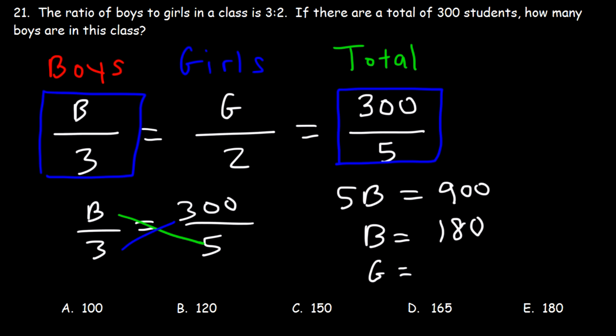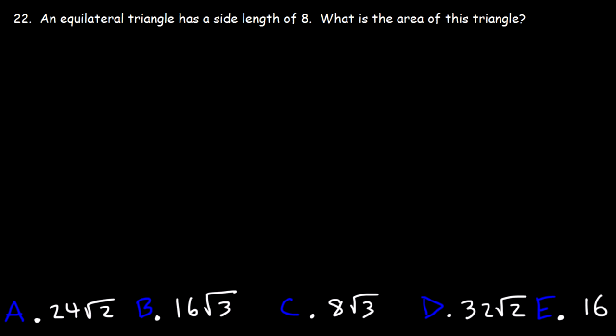Now if the total number of students is 300, 300 minus 180 is 120. So the number of girls is 120. But this is the answer that we're looking for. So E is the right answer.